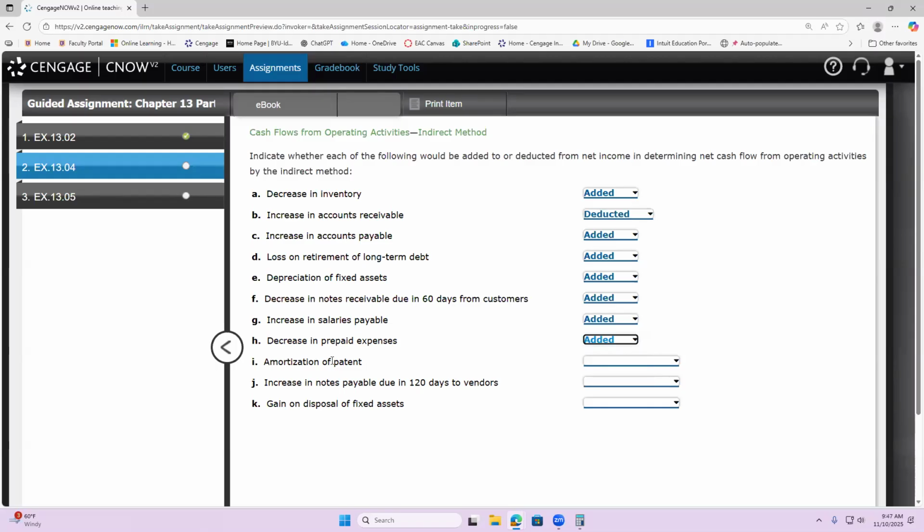Amortization of a patent. Remember, amortization is like depreciation. It means we're just writing off the value of it as an expense over time. So it's one of those non-cash expenses that we will add back in. Increase in notes payable due in 120 days. So notes payable is a liability. So if it increases, we'll increase or add. Finally, a gain on the disposal of a fixed asset, we'll deduct.